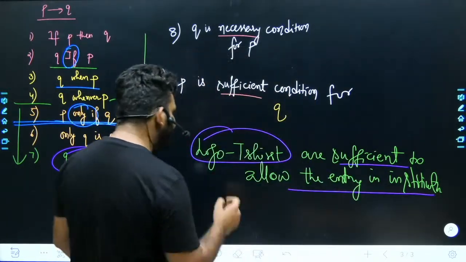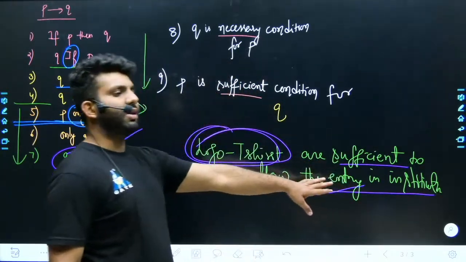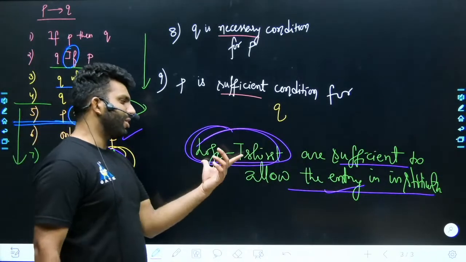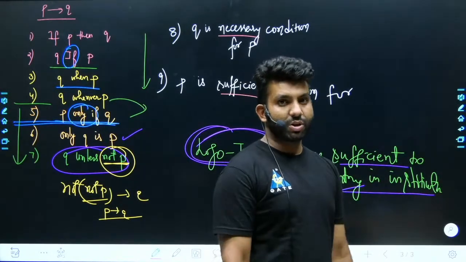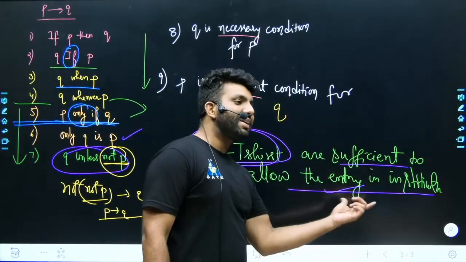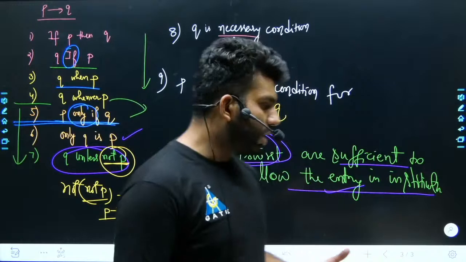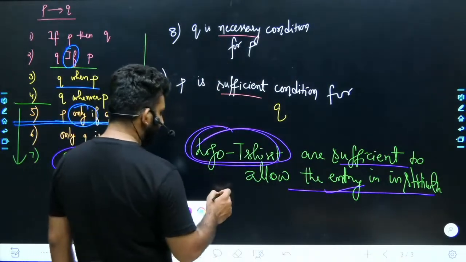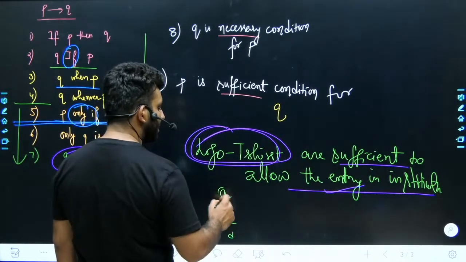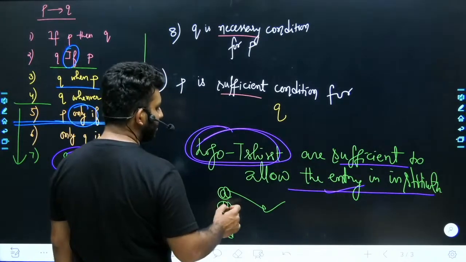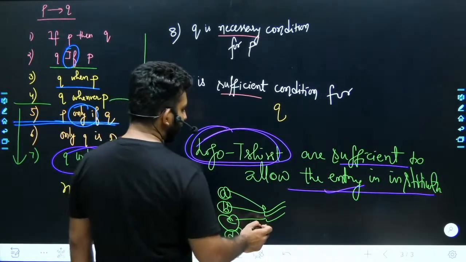That means if someone has this, then entry will for sure be there. He will be allowed. Yes or no? If someone has a logo t-shirt, then he will definitely be allowed. This is guaranteed. But can I say if someone has taken an entry, he or she has a logo t-shirt? I can't say that, because there may be conditions A, B, C, D. There may be this condition for which entry is allowed, and this one, and this one.